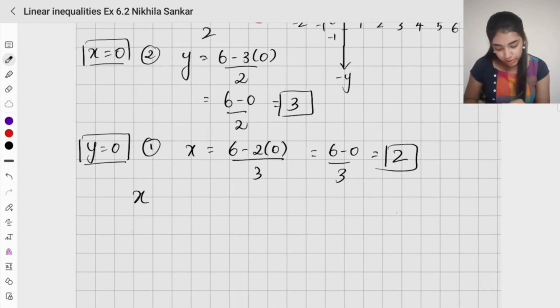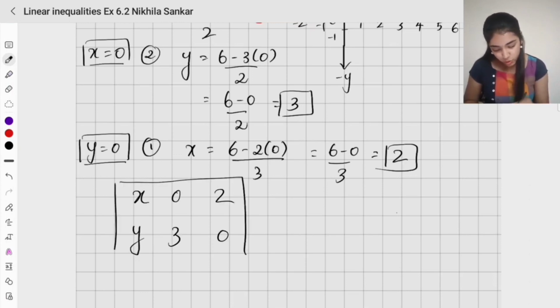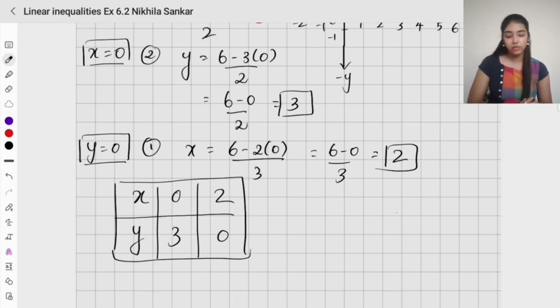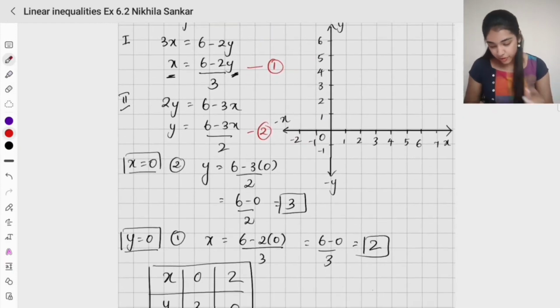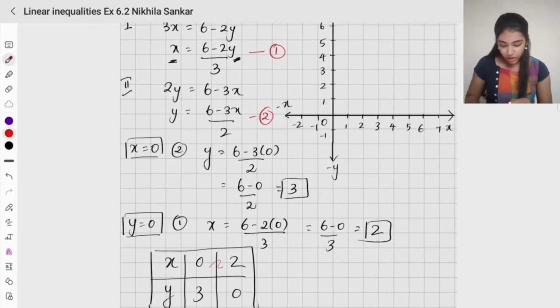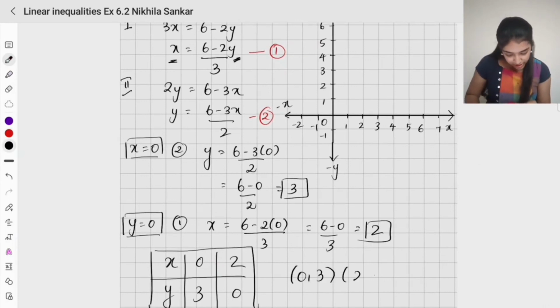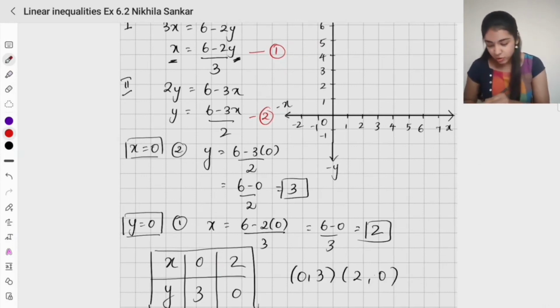So I will draw a tabular column. So x, y, x oda value 0 na y oda value is going to be 3 and y oda value 0 na x oda value is going to be 2. Okay. So this is how you have to draw a tabular column in your exam. இந்த மாதிரி tabular column போடுங்க. So இப்போ இத வச்சு நம்ம graph வரைய போறோம். So let me draw the graph for you. So x 0 na y 3. So 0, 3. I'll write the points also. So 0, 3 and 2, 0. So these are the 2 points to draw a graph.